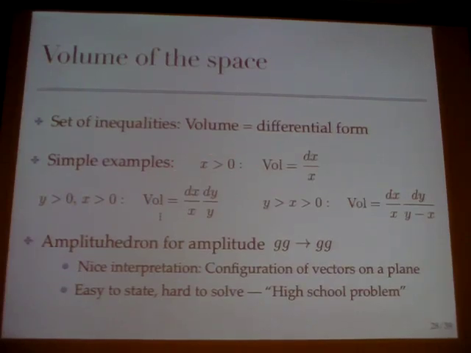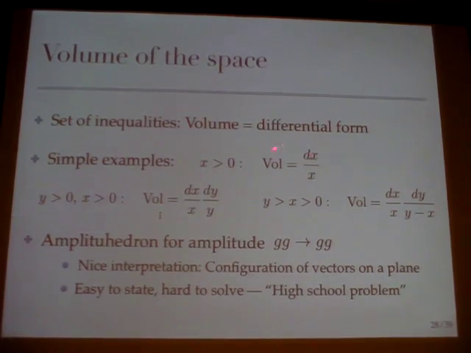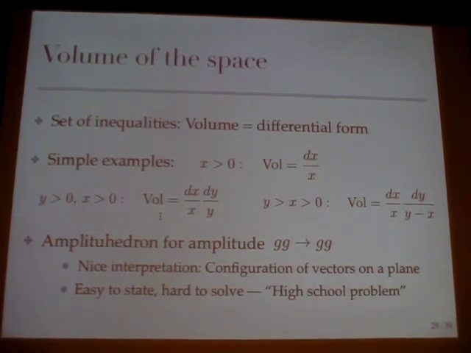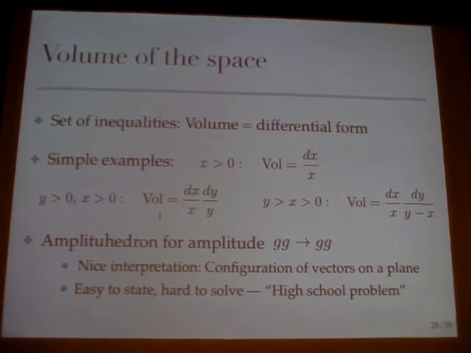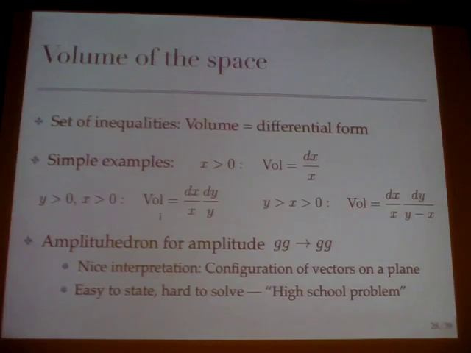Suppose that we have just a one-dimensional version of that: x is bigger than 0. So this is some one-dimensional space. Then the volume of that would be dx over x. The volume is defined such that there are simple poles on the boundaries of this space. So at x equal to 0, the volume is just that.